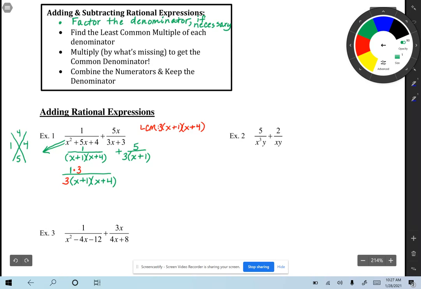Basically, guys, here's the real deal. This should be in the denominator of each fraction, because that's the whole point of finding the least common multiple. The second fraction, I'm going to write it down. What is it missing? It has the 3 and the x plus 1 in the denominator, but it doesn't have the x plus 4. So I'm going to multiply top and bottom by x plus 4.